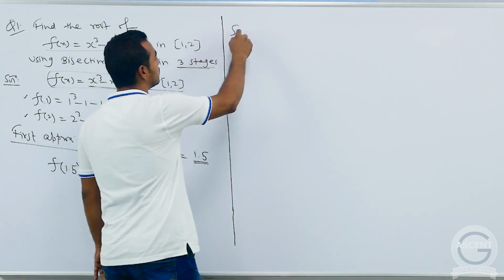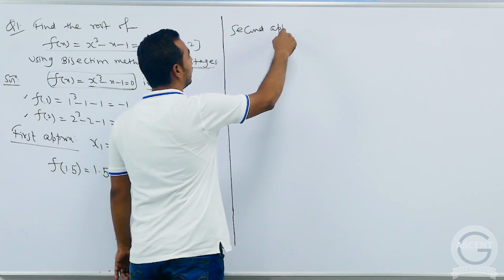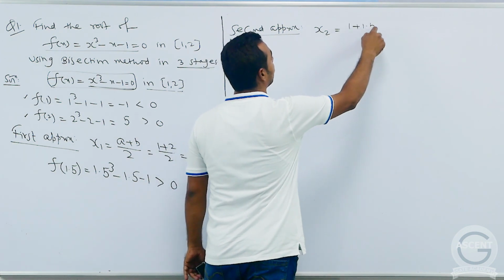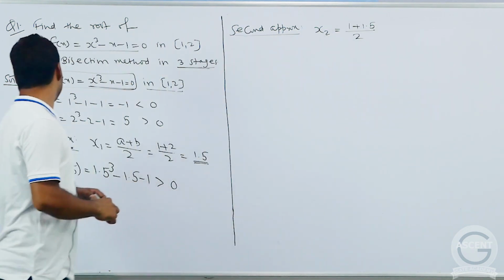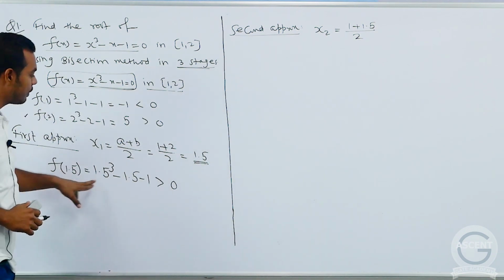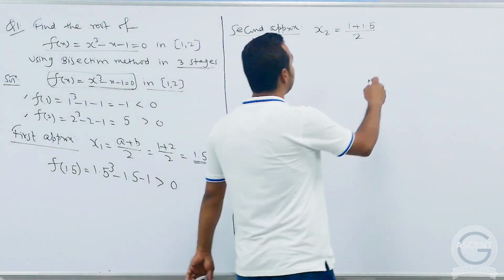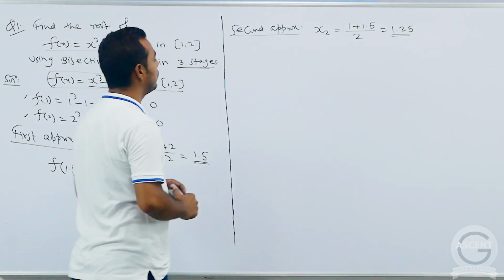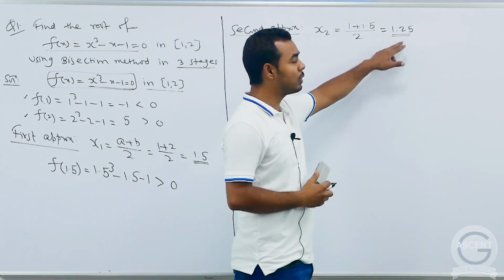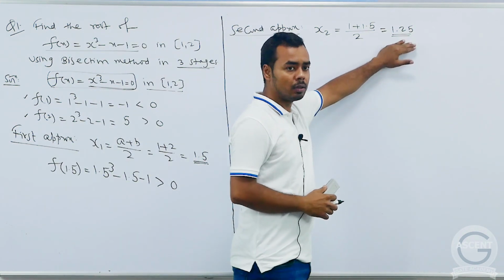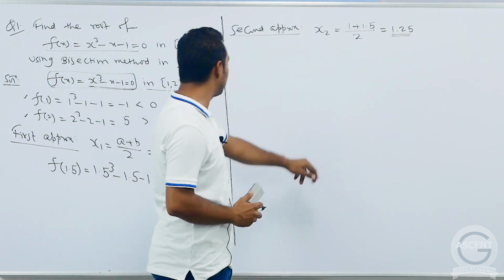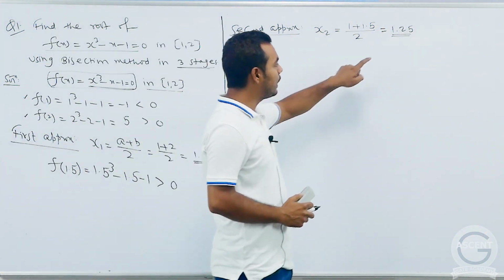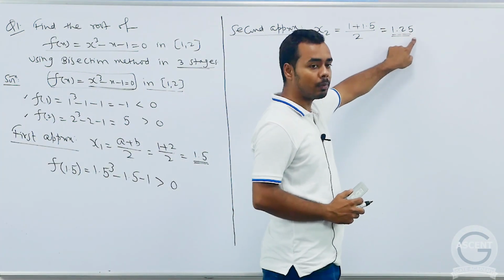So for the second approximation, x2 will be simply (1 plus 1.5) by 2, because at 1 we are getting a negative value and at 1.5 we are getting a positive value. So this will be 1.25. So after 2 iterations we can say that the root is approximately 1.25. Now remember that this is not the exact root, it is only the approximate root. So after the first approximation the root is approximately 1.5, and after the second approximation the root is approximately 1.25.